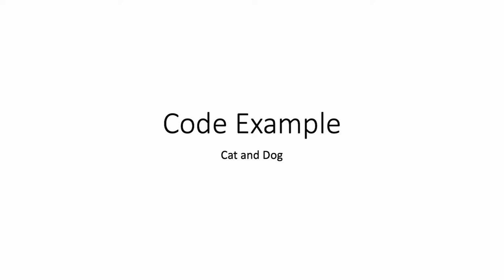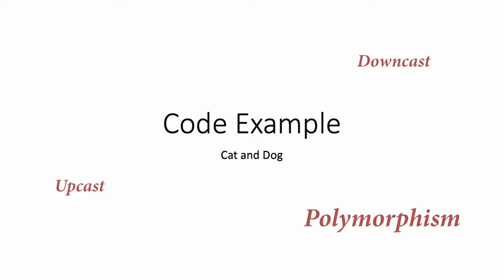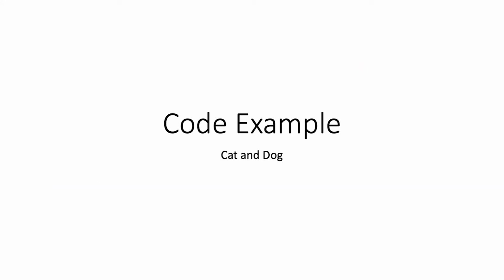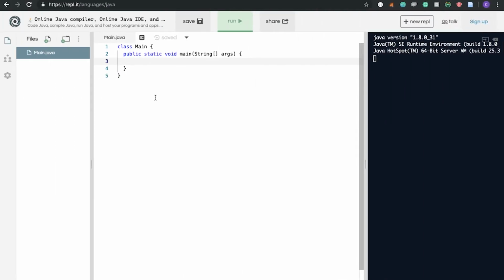So that's basically everything you need to know about inheritance, for now at least. There are other interesting things that we can further talk about, such as upcasting and downcasting or even polymorphism. But for now, let us consolidate what we have learned by implementing the cat and dog example in code. For simplicity, I'll be using an online Java IDE to code my example. So like what I talked about previously, we will have a cat class and a dog class. So let's create those.